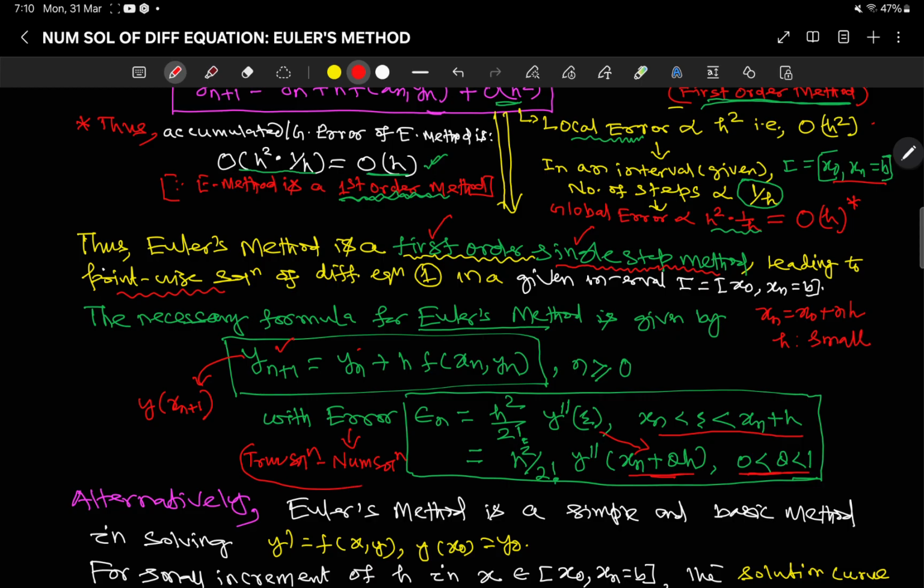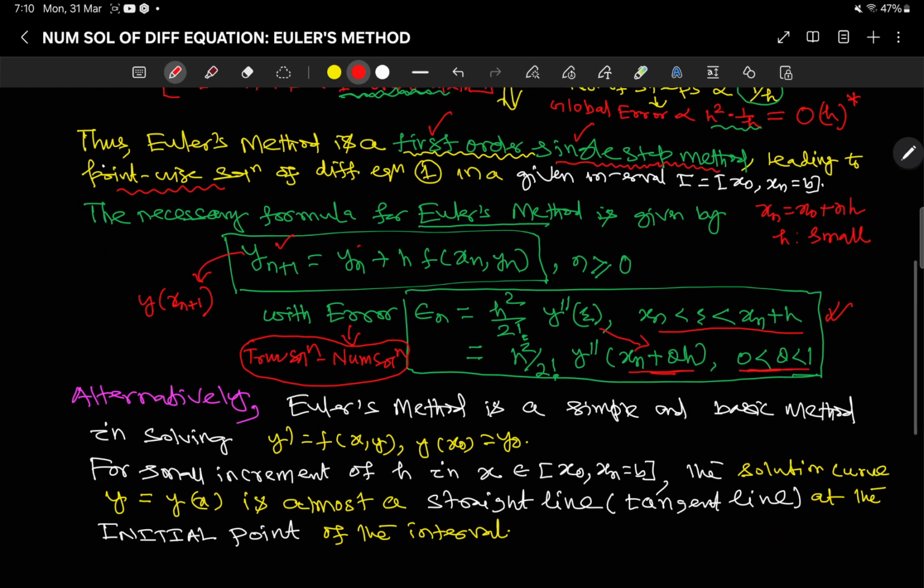We just find the error in this way. However, the error formula for Euler's method is this. Alternatively, apart from this Taylor series technique, we have an independent, geometric approach to Euler's method. Euler's method is a simple and basic method for solving the first order differential equation. Subsequently, it can be extended to higher order differential equations and systems of differential equations. We will discuss it in this lecture.